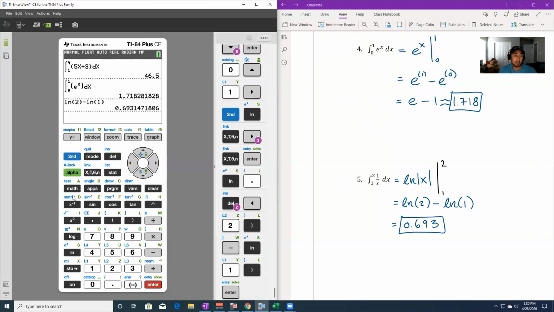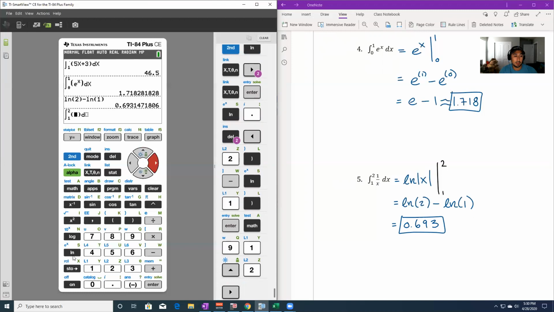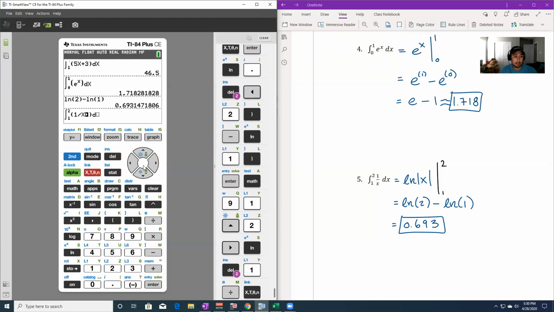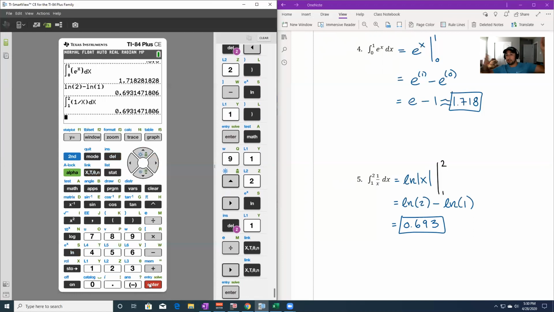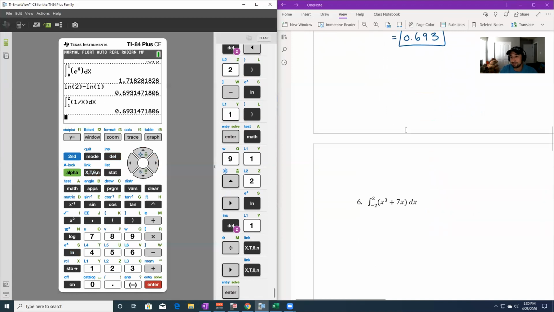And again, I can check my work. The integral from 1 to 2 of 1 over x dx. Boom. Same thing as above, 0.693. Yeehaw, right? Life is good. Didn't know your calculator could do that, huh? All right, let's keep going.